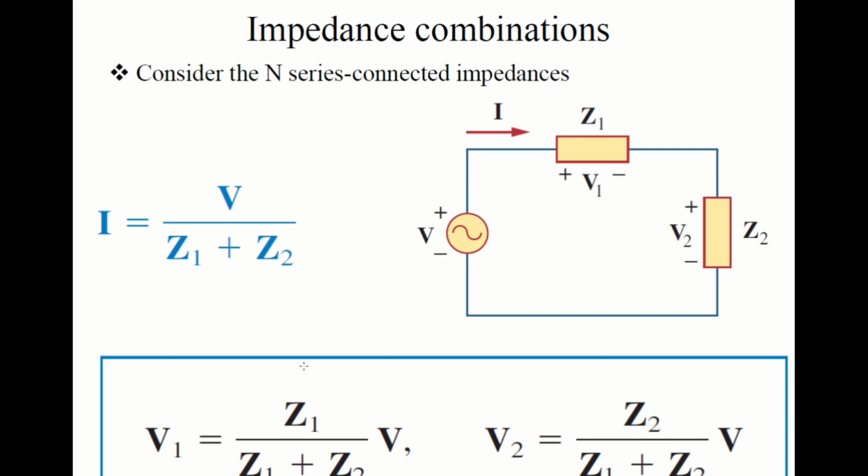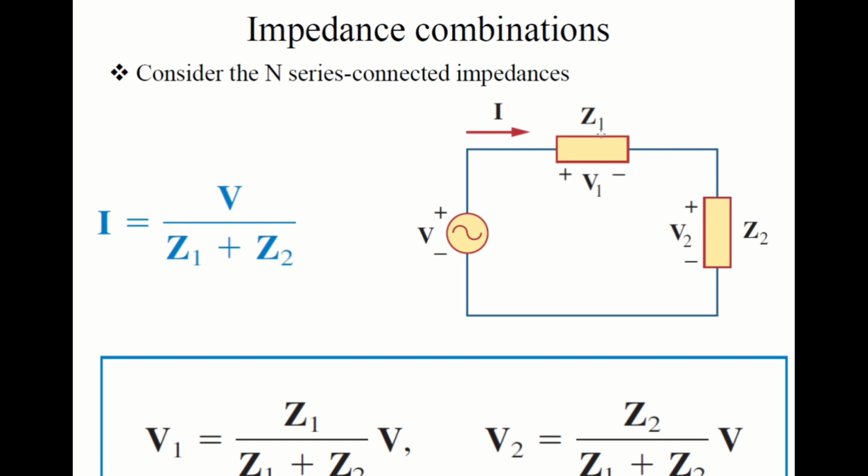So this is the voltage divider that I want to show you. If you have two elements over here, Z1 and Z2, and you have a voltage source, and the question asks you to find, for example, V2, then V2 is equal to Z2 over Z1 plus Z2 times V, the voltage source.